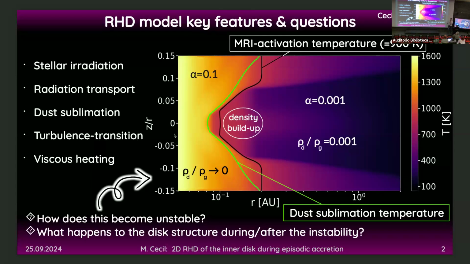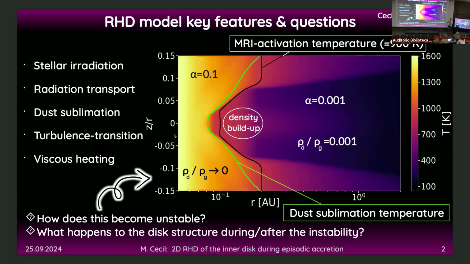And the buildup of density has two important consequences. One is that the optical thickness of this region will become larger, which means that the heat that is produced in there cannot be transported away as efficiently. And on the other hand, the viscous heating is enhanced in the high density region.